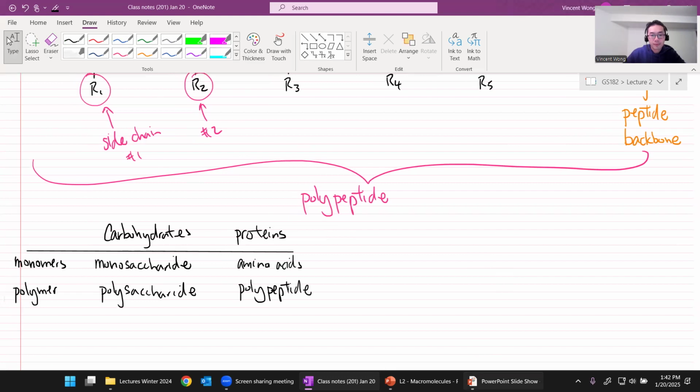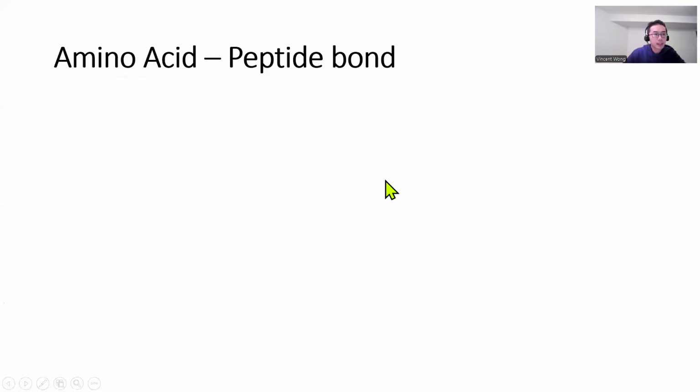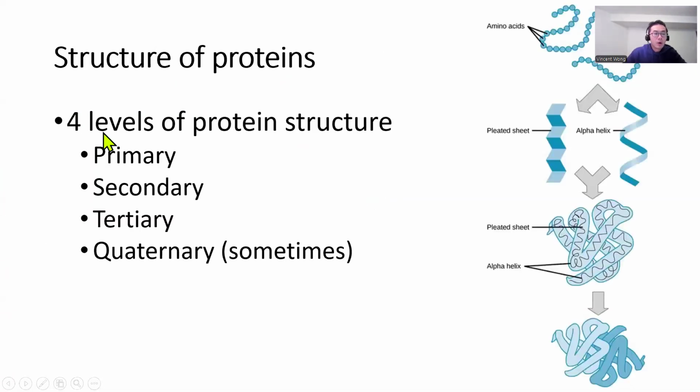Okay, let's go back to our PowerPoint here. When we talk about protein structure, there are 4 levels that we need to consider. Okay? And each level contributes to the overall shape and structure of the protein. So let's start with primary.